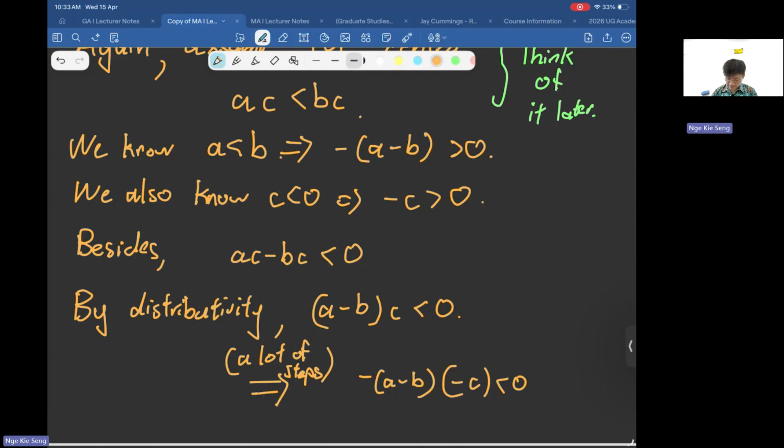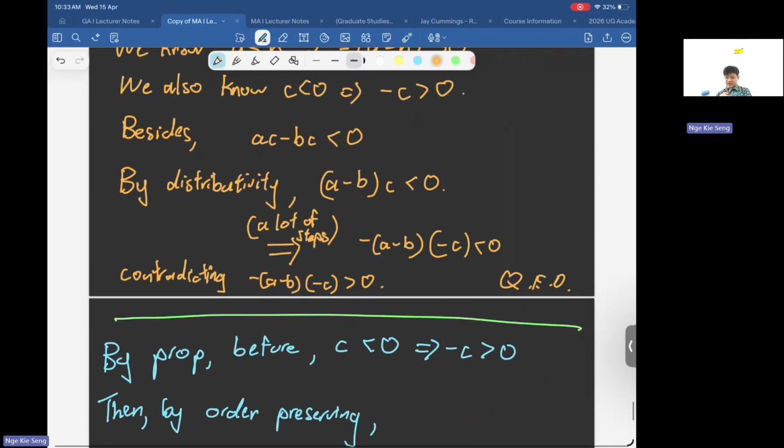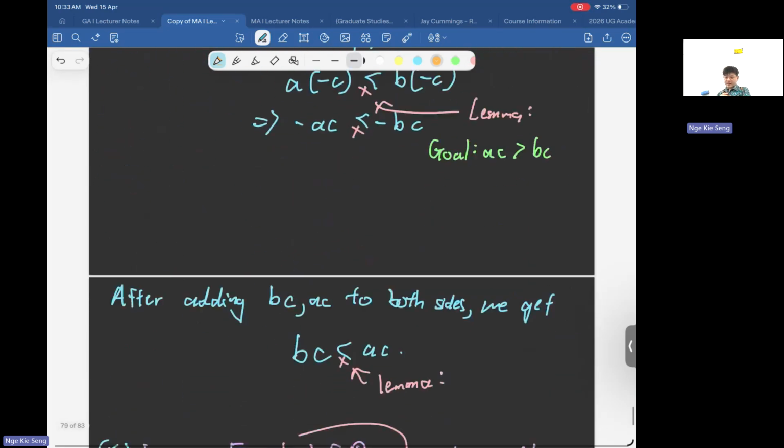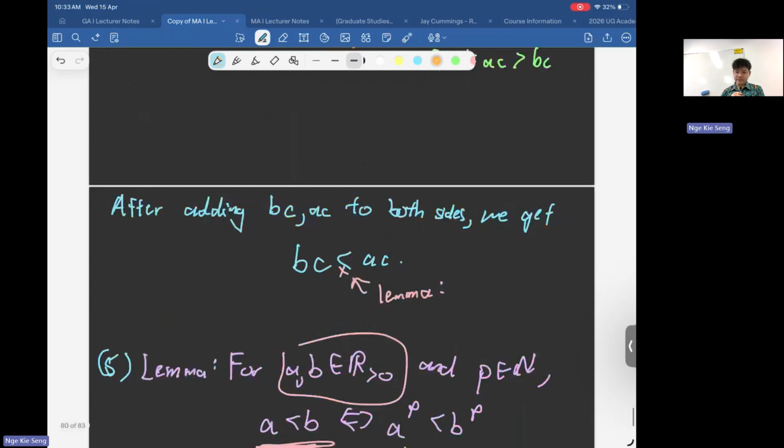So contradicting minus A minus B times minus C should be greater than 0. Okay, good. So see, there's a lot of ways to solve a problem, but if you compare this way, you should think which one is faster. You need to imagine you write in the exam time. You can do whatever you want, but you should see which one is faster when you do these exercises.